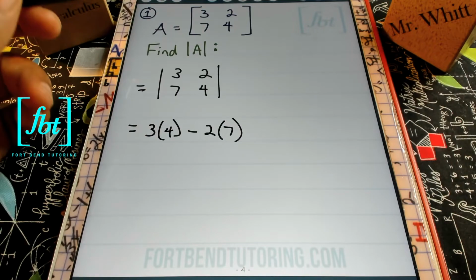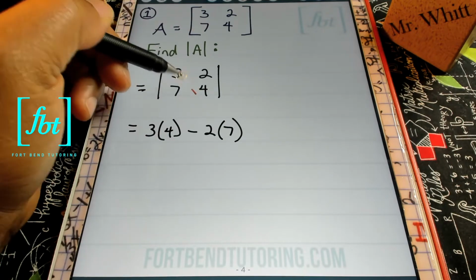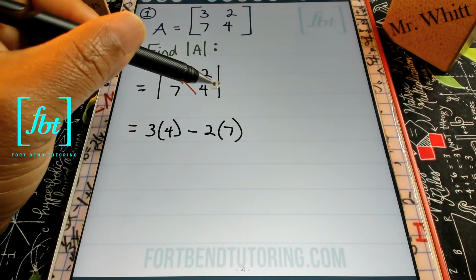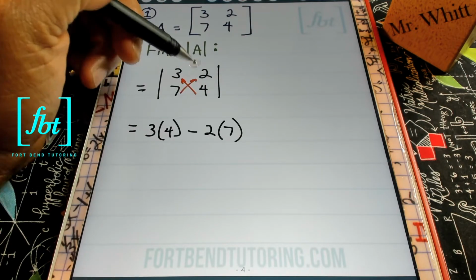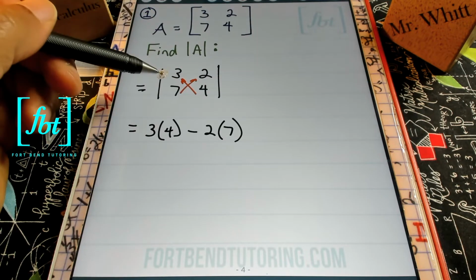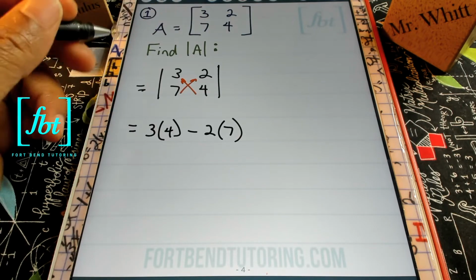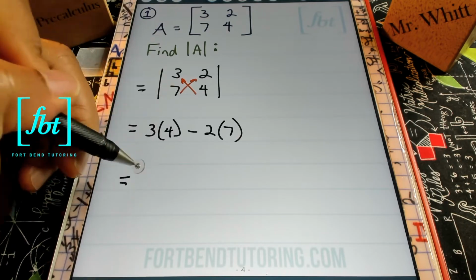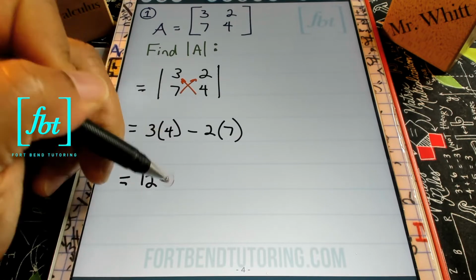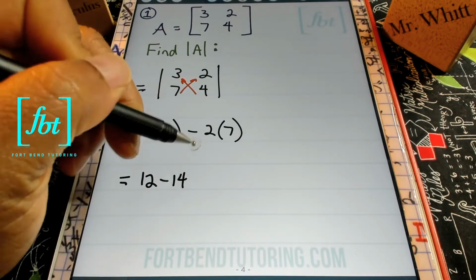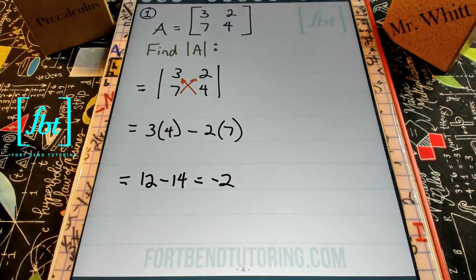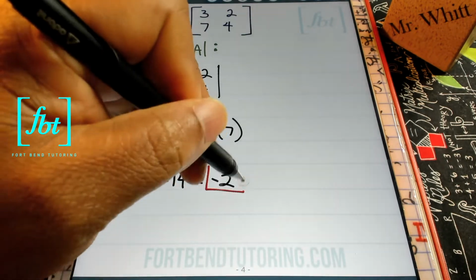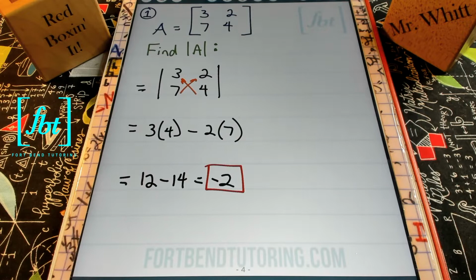All right, so first I'll be multiplying the elements on this diagonal coming from the bottom right to the upper left, and then I'll be subtracting from that the elements that I'll be multiplying from the bottom left to the upper right. So therefore we have 3 times 4, which is 12, minus 2 times 7, which is 14, to get a result of -2, and we're going to red box our answer just like that.